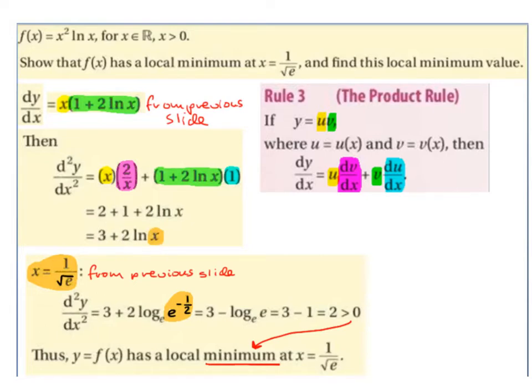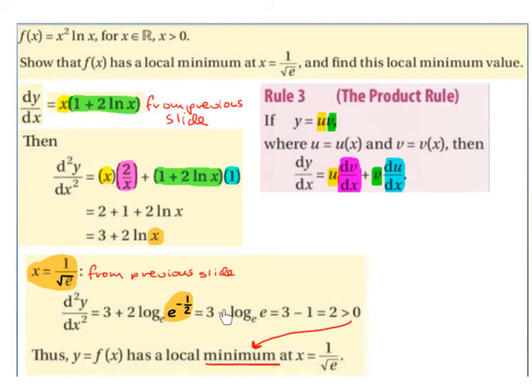Now we know that x is equal to 1 over root e from the previous slide. So we swap this x for e to the power of minus a half, which is the same thing. So we have the second derivative, d squared y/dx squared equals 3 plus 2 log base e of e to the power minus a half. Using our laws of logs, we can bring the power down in front of the 2. So minus a half multiplied by 2 is really minus 1.